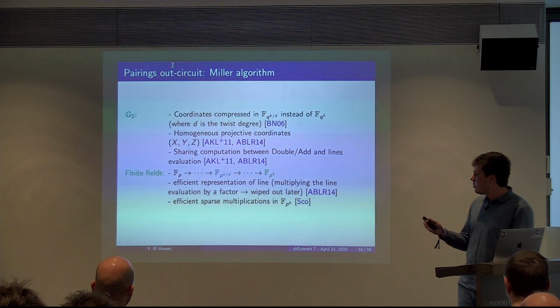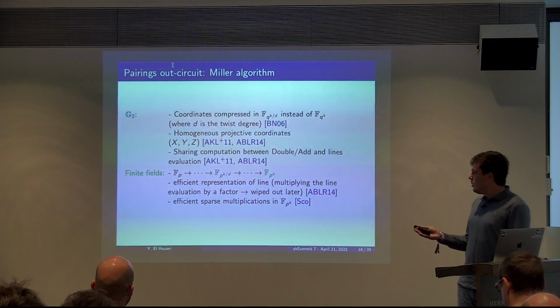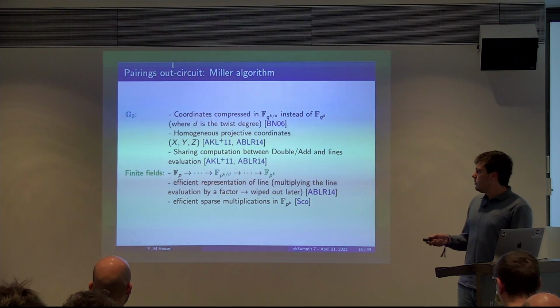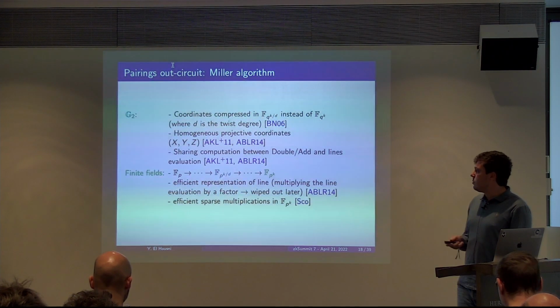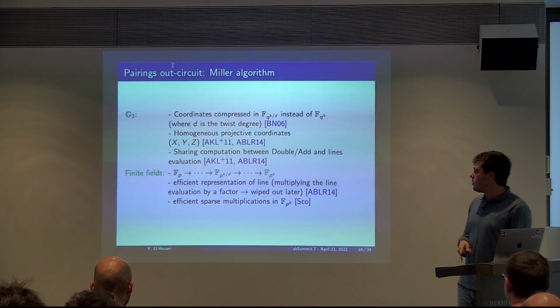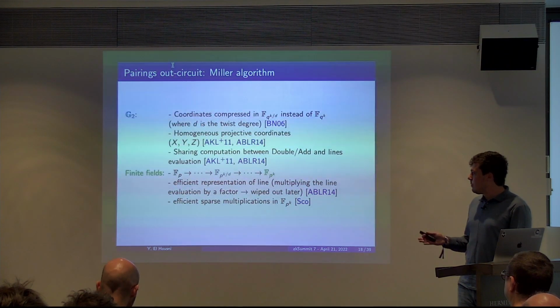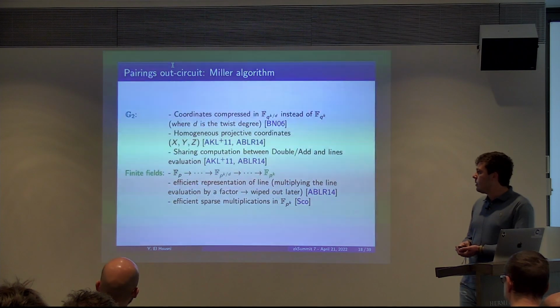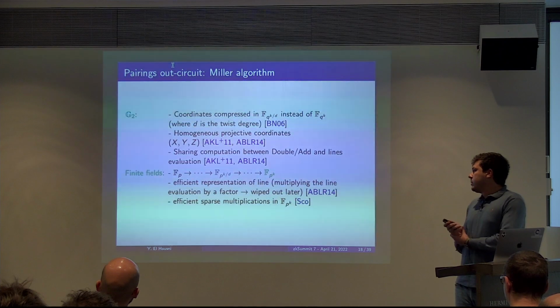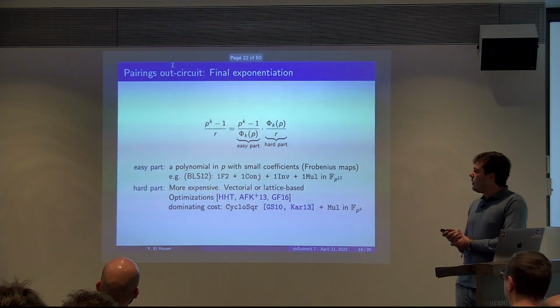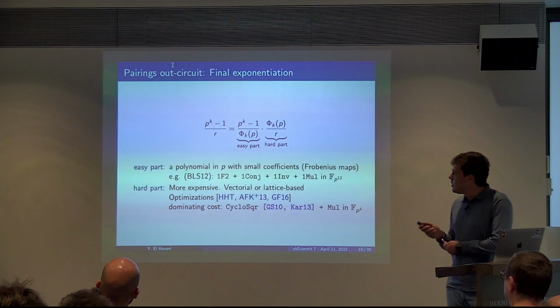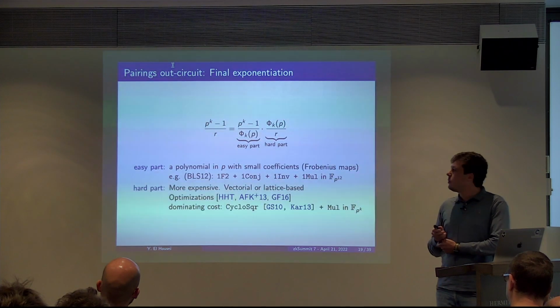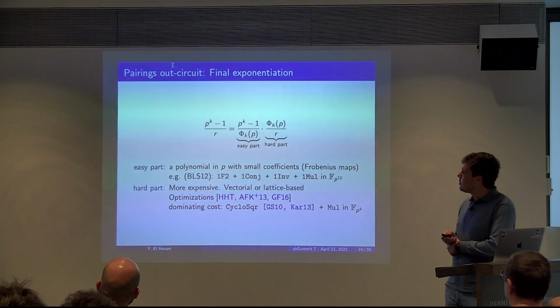On the finite field, you can also construct the finite field the way you want. You just need to go through Fp to the k out of d because you need this for G2. And we also have some tricks to do efficient multiplication in the finite field when the elements are sparse. And finally, the final exponentiation is the raising to this power, q to the k, so p to the k minus 1 out of r.